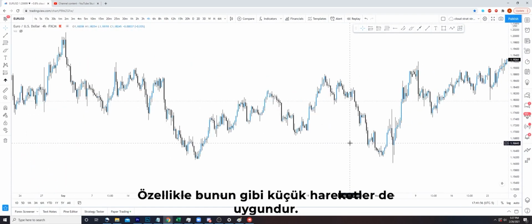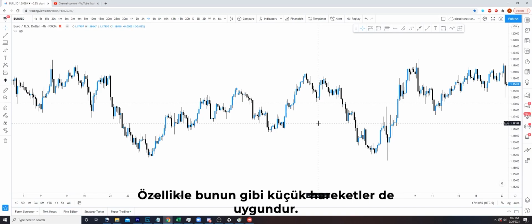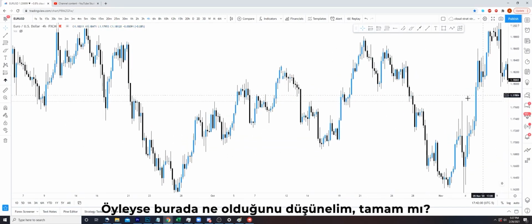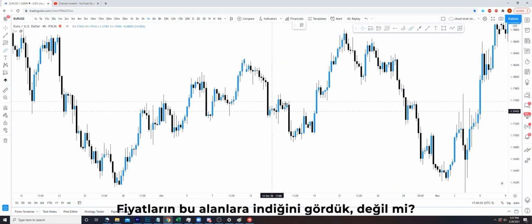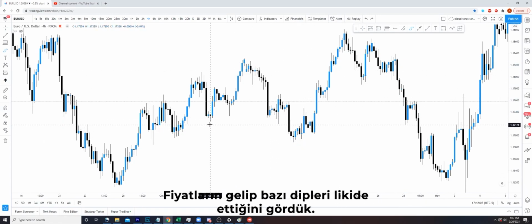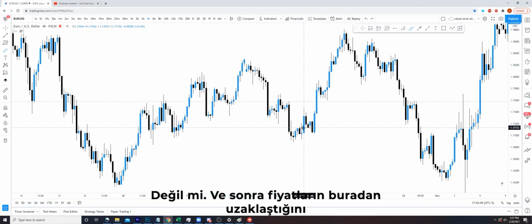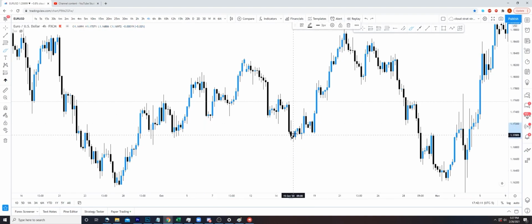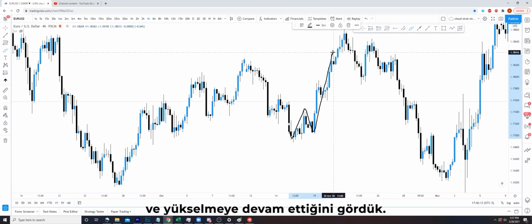It's fine. Especially tiny moves like this are fine as well. So let's think about what happened here, okay? We had prices come down into these areas, right? We had prices come and liquidate some lows, right? And then we had prices come off and keep going higher, okay?